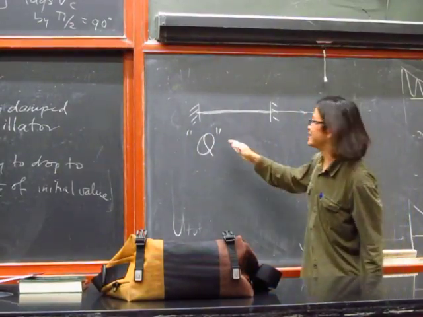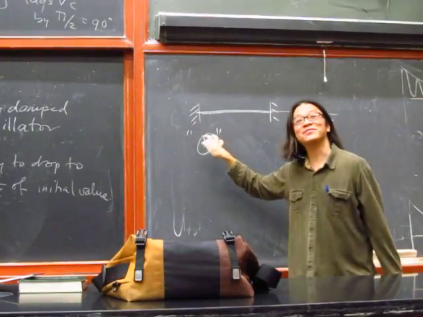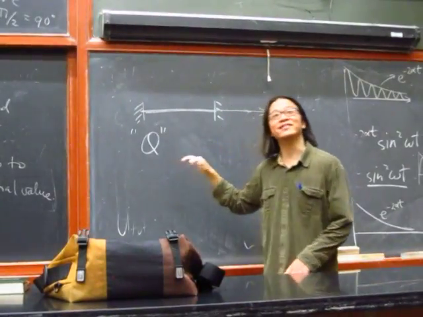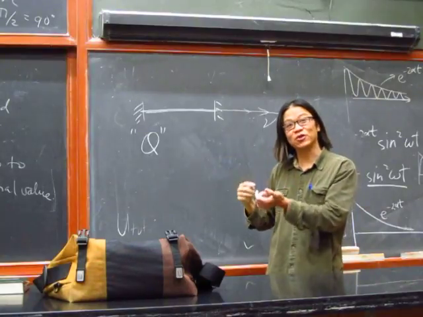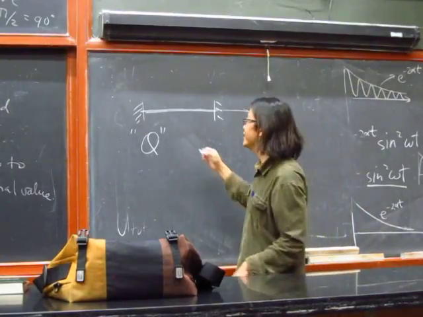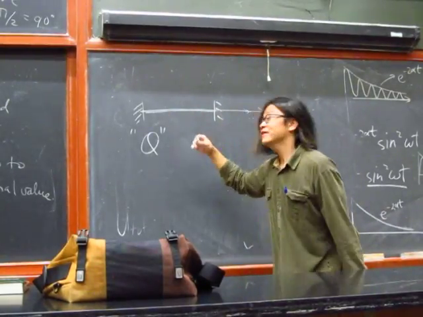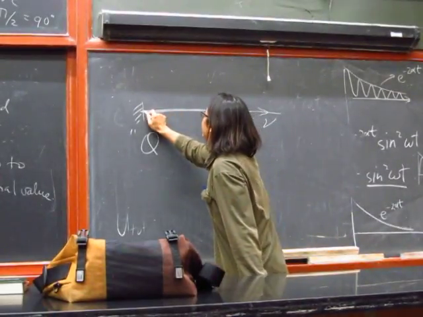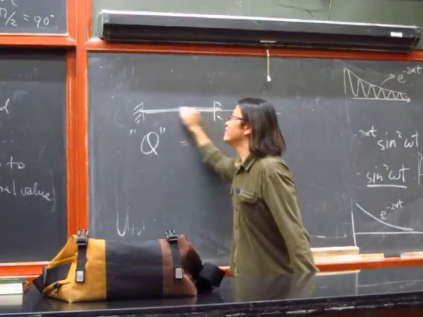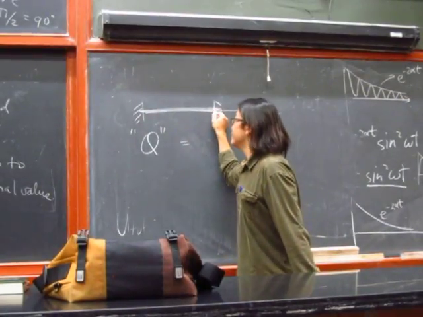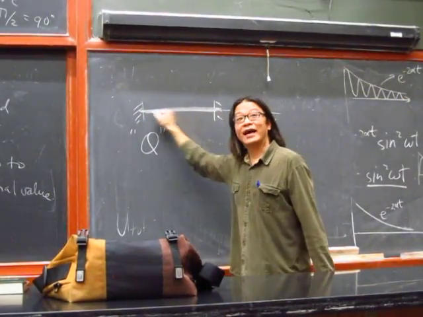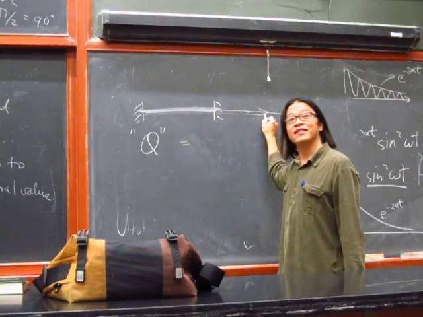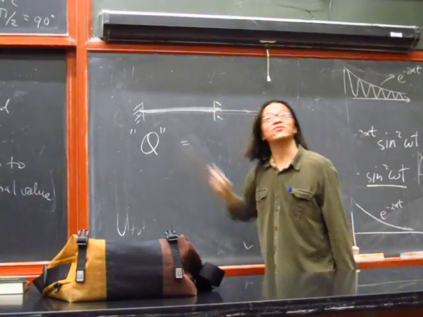factor here, I put the parentheses because it's not exactly the same. There are two definitions: one is called Q, the other is called finesse. In this case, I'm actually talking about finesse, which is basically equal to the number of oscillations the photons experience inside the cavity before they exit. That's also Q.